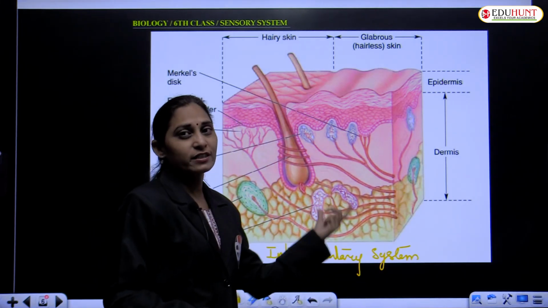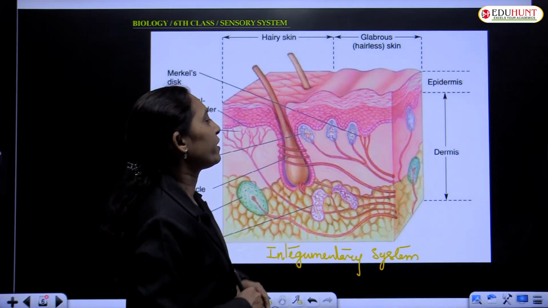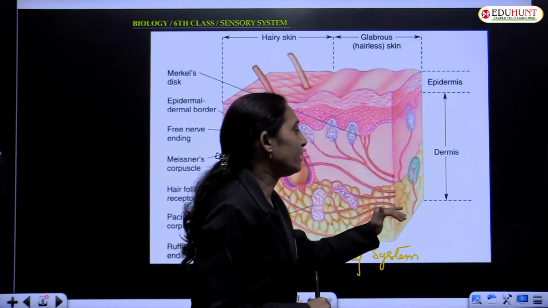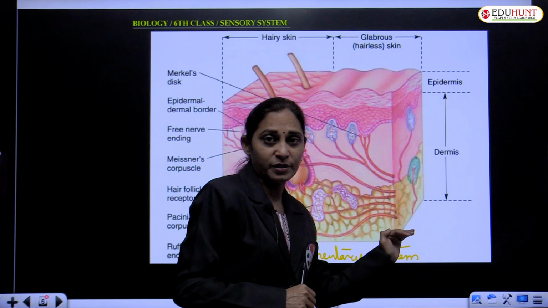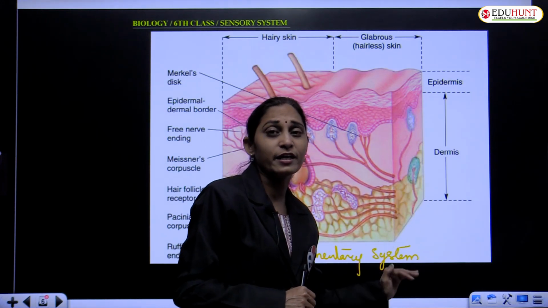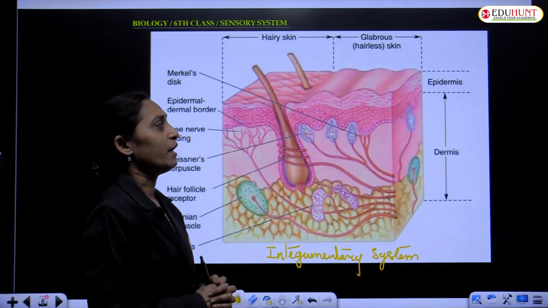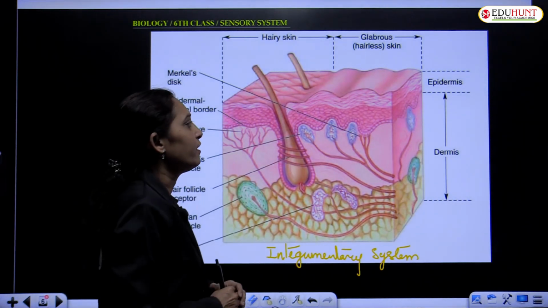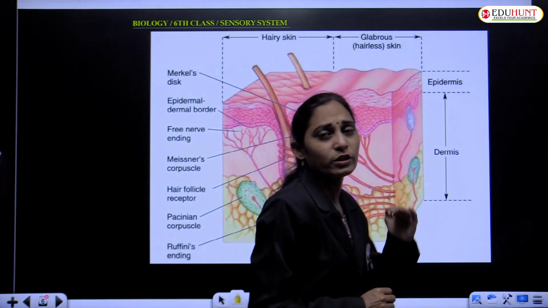Together, along with the skin, they form the integumentary system. The part of the integumentary system is the skin. Skin has 3 layers; we can say broadly 2 layers, that is epidermis and dermis. Beneath the dermis there is another layer called the hypodermis. Let us see the epidermis. Epidermis is made up of 5 thin layers, and there is no vascular supply to the epidermis.